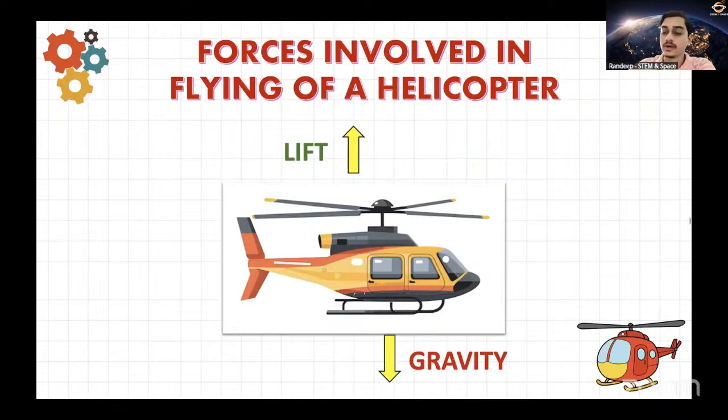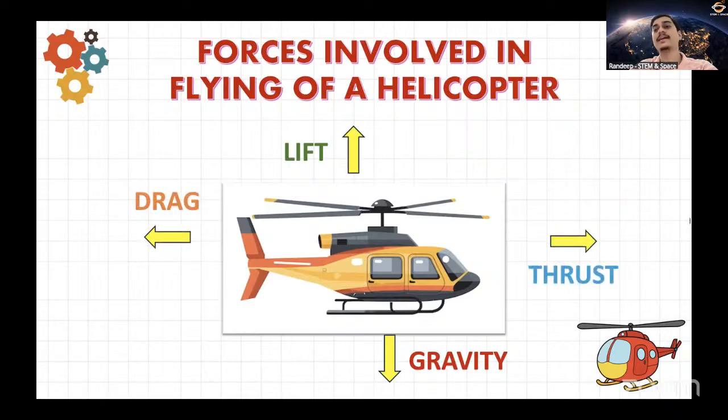For moving forward, again, when it tries to move forward, there will be a drag that it will face. And to counteract that drag, it will actually have a thrust. So these are the four important forces that are involved in the flying of a helicopter: gravity, lift, thrust, and drag. Now, let's just look at each of these forces one by one. How are these forces actually involved in the flying of a helicopter?